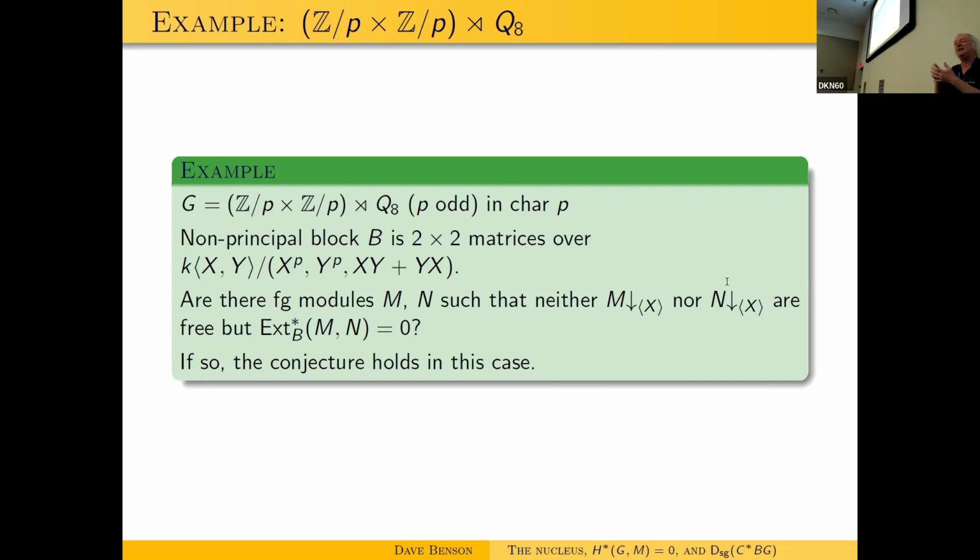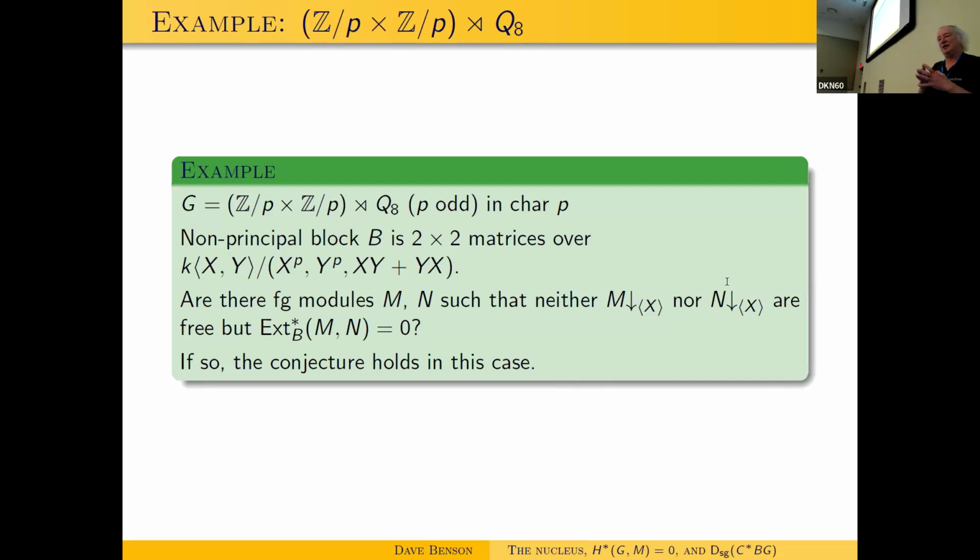So that's your group. It has 2 blocks. The way to see that it has at least 2 blocks is to take that central involution, let's call it t, and look at (1+t)/2 and (1-t)/2. Those are central idempotents. So the non-principal block corresponds to (1-t)/2, because that kills the trivial module.